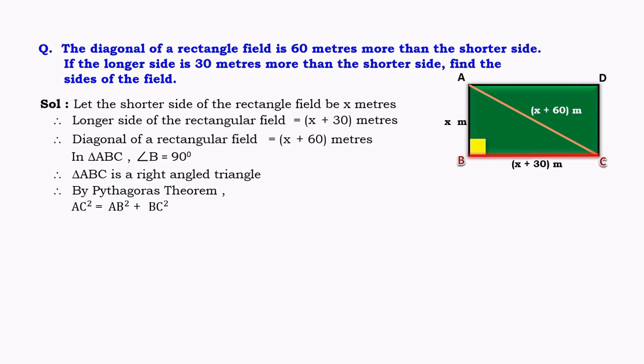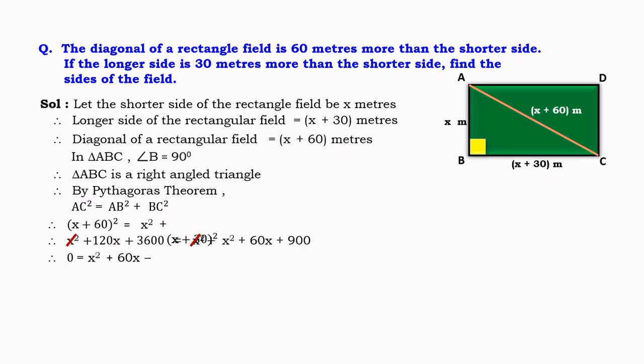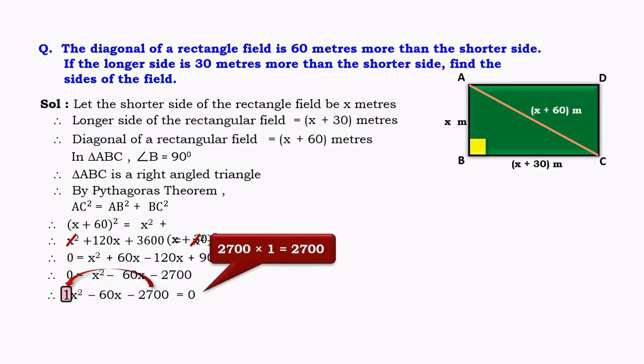According to Pythagoras theorem, hypotenuse squared equals base squared plus perpendicular squared. Substituting the values, (x + 60)² = x² + (x + 30)². Expanding and simplifying both sides carefully, we get x² − 60x − 2700 = 0. This is the quadratic equation that we need to solve. To solve it, we will factorize it.